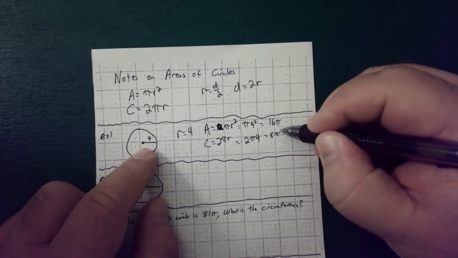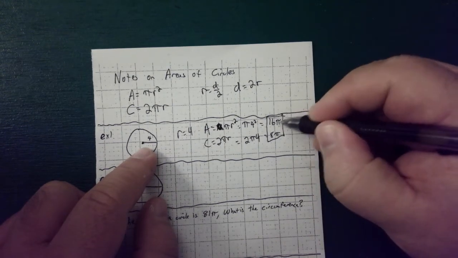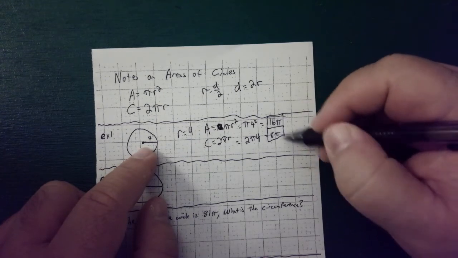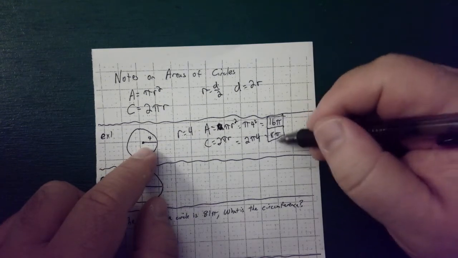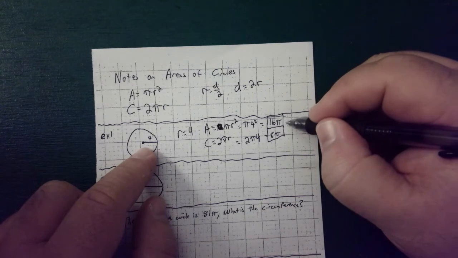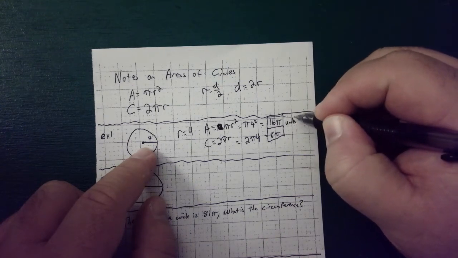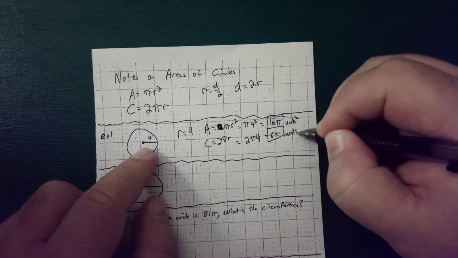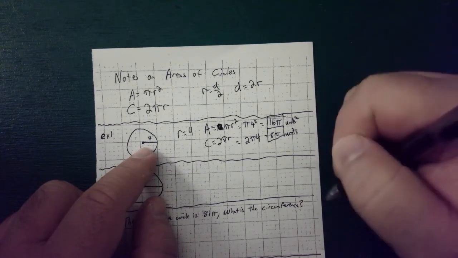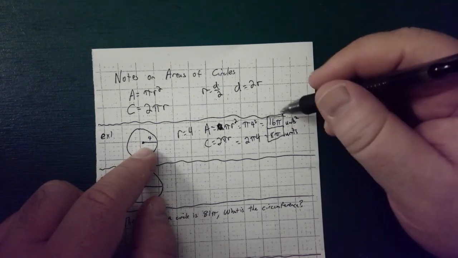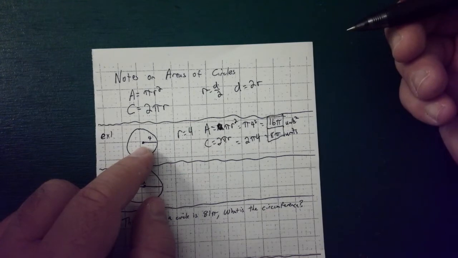Ladies and gentlemen, those are our answers. The area is 16 pi and the circumference is 8 pi. This is actually 16 pi units squared, and this is just going to be in units because area is always squared. But folks, that's it. That's all there is to this.